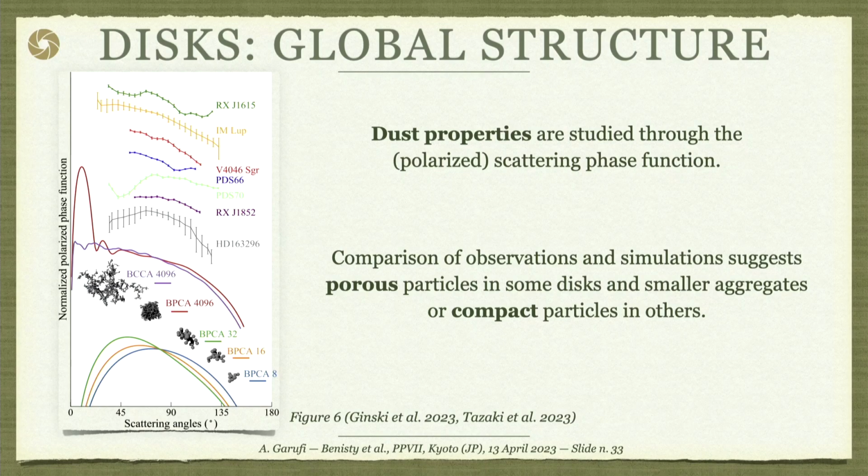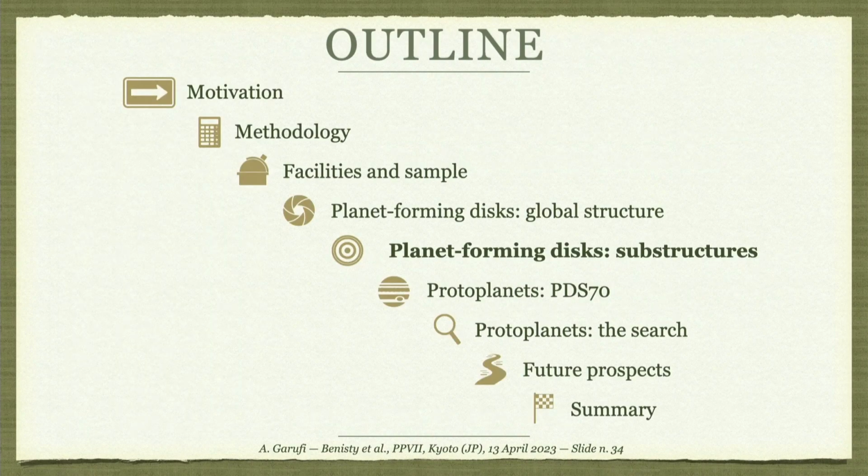So observations show that aggregates are more on the surface, whereas in the midplane we have more compact grains. So it's probable that grain growth proceeds in this way, with more aggregate structure and then compact toward the midplane. Let's move to the substructure topic, which is very appealing to most of us, I believe.